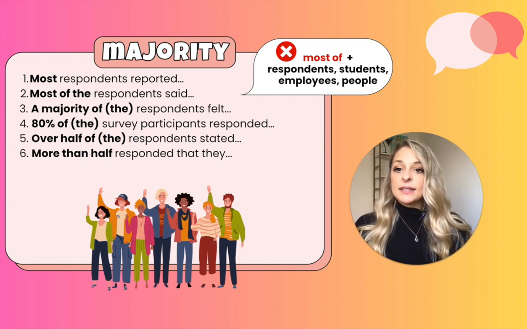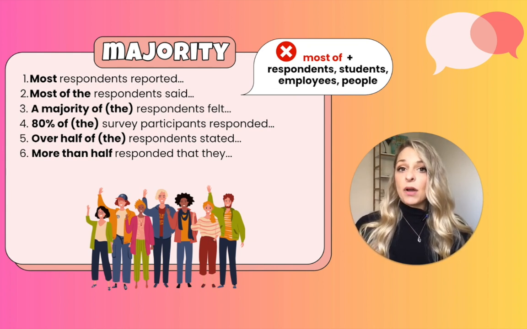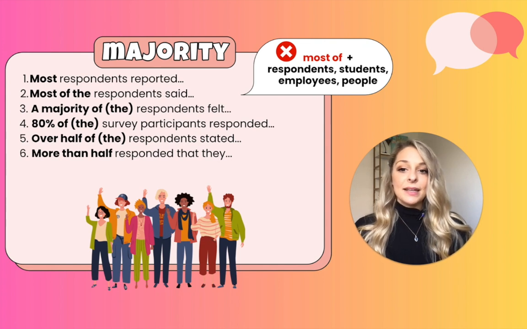So number 3, we can say a majority of respondents felt or a majority of the respondents felt. Both are correct and work fine. Number 4, 80% of survey participants responded, or 80% of the survey participants responded. Again, both are okay. Number 5, over half of respondents stated. Again, here you can also say over half of the respondents stated. And then number 6, we have more than half. So more than half responded that they da-da-da.